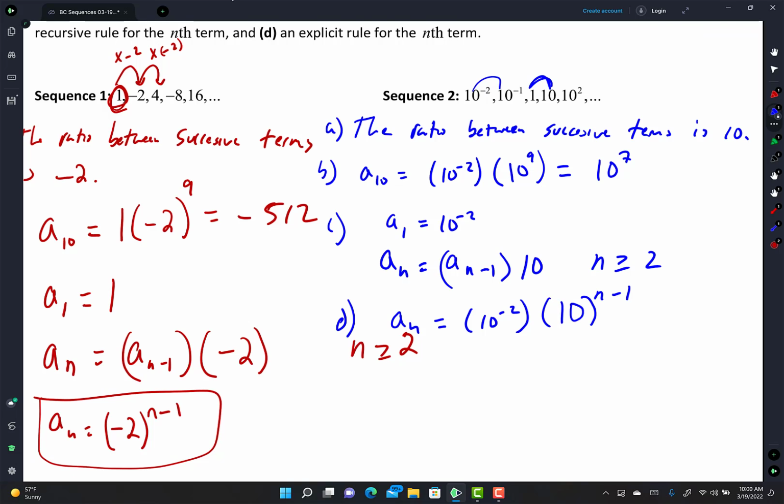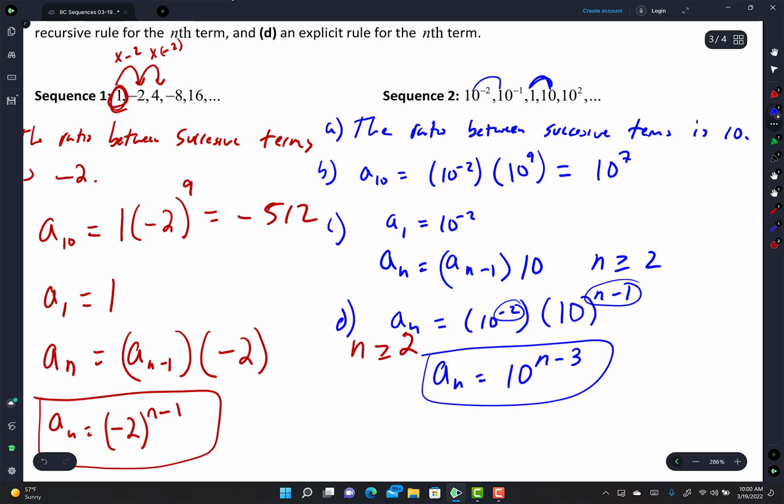Now let's put it all together. Remember we're adding exponents when we multiply, right? So n minus 1 plus negative 2, there you go. Will that work? Yes, it will. If I plug in a 1, I get a negative 2 in the top. If I plug in a 2, I get a negative 1 in the top. It works. Do you see how we're doing it, guys?